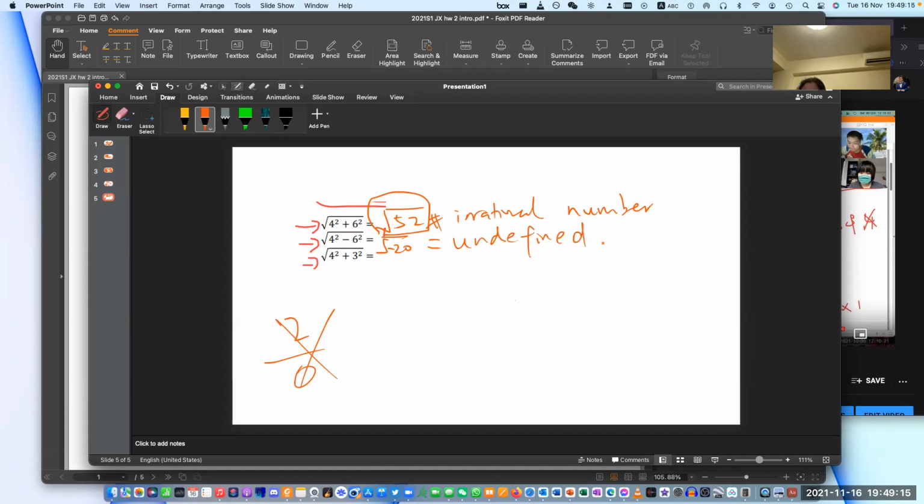So undefined is also an answer. No answer, cannot be found, is also an answer. All right. Next, this one will be easy. I think you get an answer out of this because you have 16 plus 9, and then square root of 25. Square root of 25 is 5.